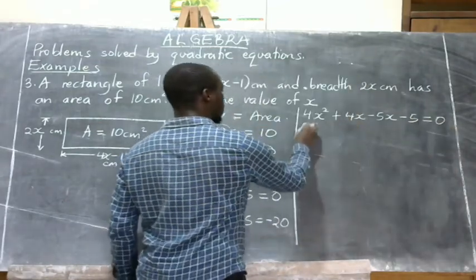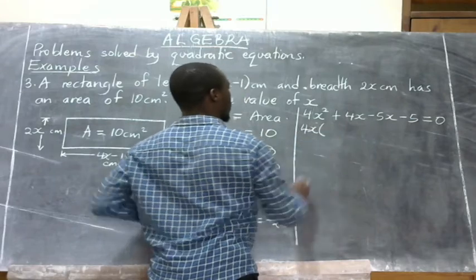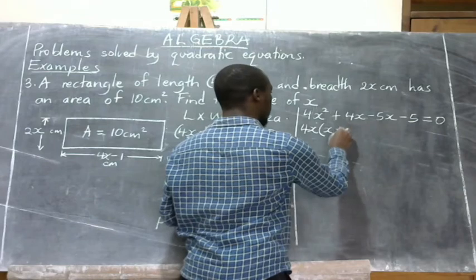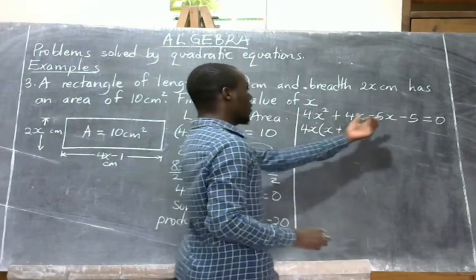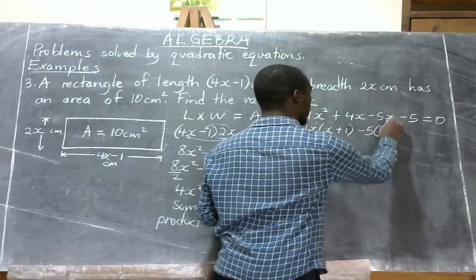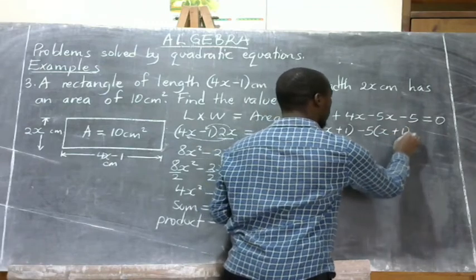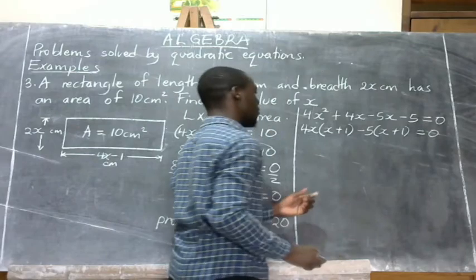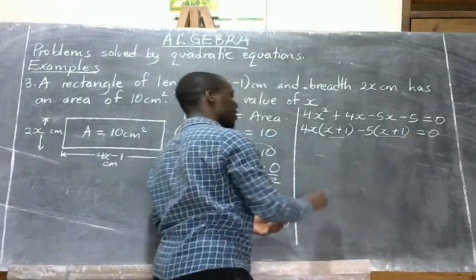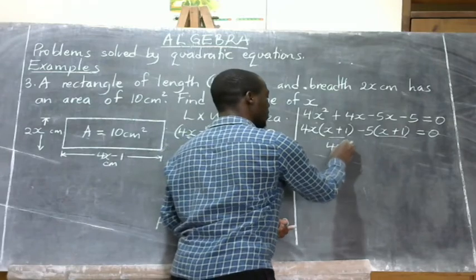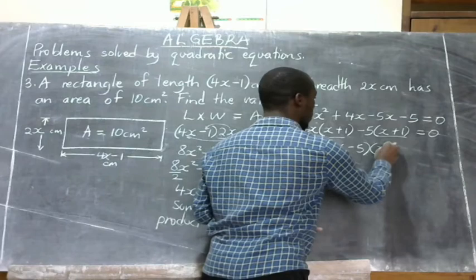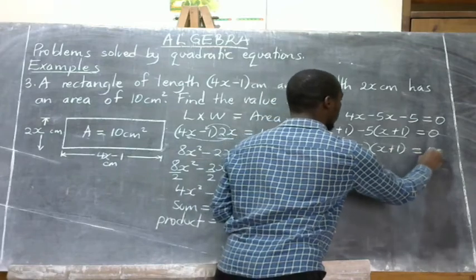Factorizing two terms, 4x is common. Now this one is going to be x plus 1, which is left. Negative 5 is common. When I pull it out, inside I'll be left with x plus 1 is equal to 0. Now factorizing further, because that bracket is the same, here I'll be left with 4x, then there I'll be left with the minus 5 into the x plus 1 is equal to 0.